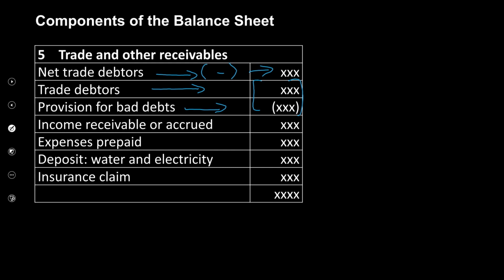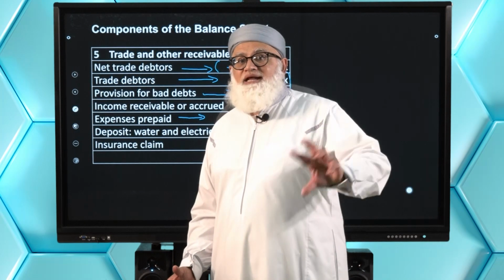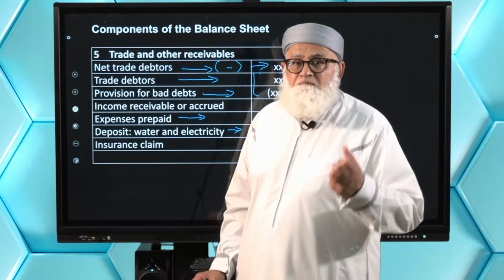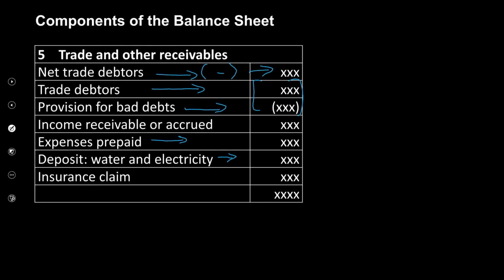You bring in your income receivable or accrued income. You bring in your prepaid expenses. You bring in, very important, any deposit on water and electricity. And if there's an insurance claim where you have made a claim against the insurance company, they've acknowledged the claim but haven't paid you as yet, that would also appear under your note, trade and other receivables. Okay.